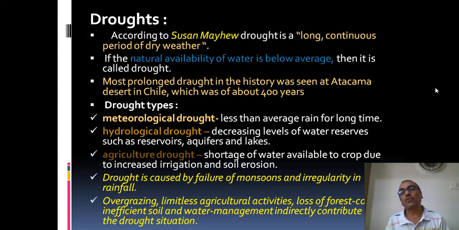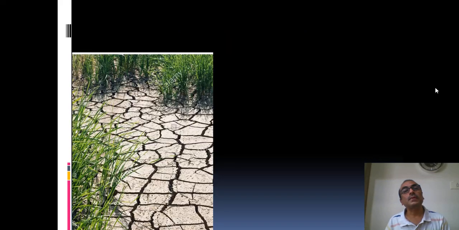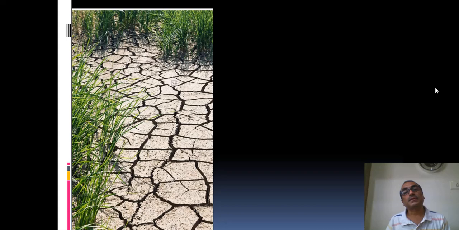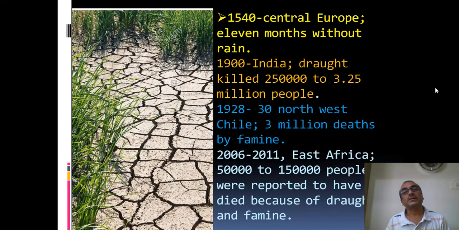That is a shortage of water availability to grow the crops, and this is because we are expanding our agricultural lands and increasing irrigation activity. So ultimately the available water will become scarce. Now let us look into some data about the droughts. You can see in the picture how the surface of the earth appears when there is a drought, due to the evaporation of water from the soil. Soil breaks up.